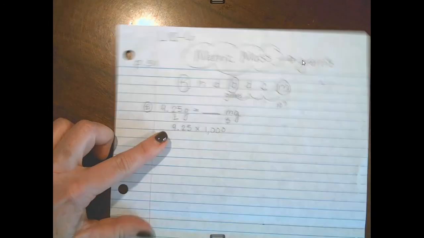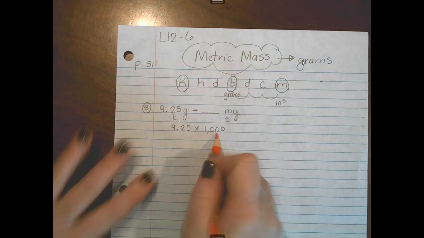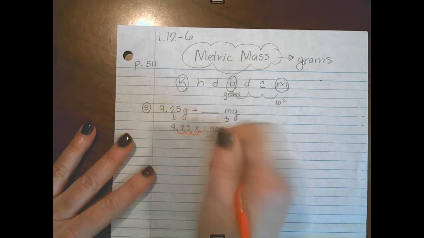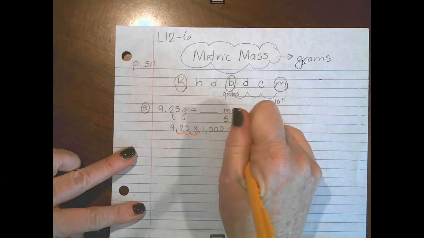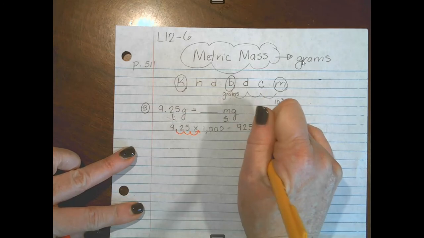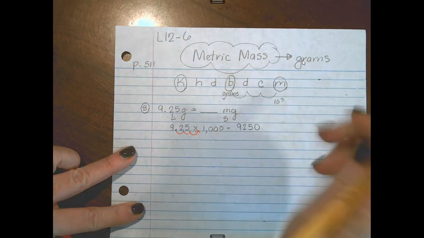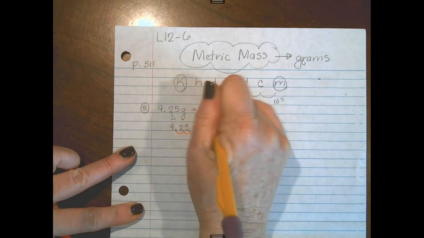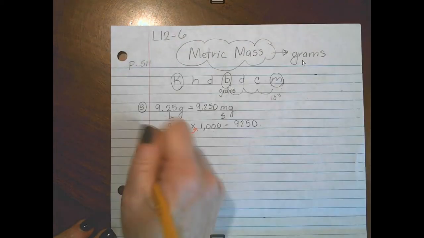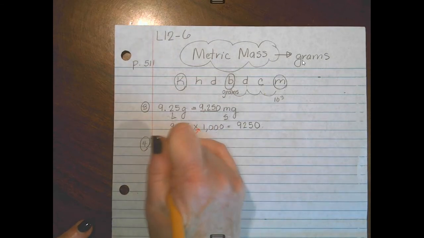So what we have to remember is we're moving that decimal place 3 places to the right. I can only move it 2 places without having to annex a 0. So this is going to become 9, 2, 5, and then I'm going to need that 0 behind it, right? The decimal's behind it, so it doesn't have any value. So what I have is 9,250 milligrams. All right, let's take a look at another example. Number 4, we're going to take 190 grams.